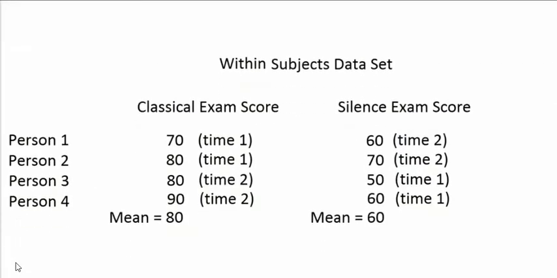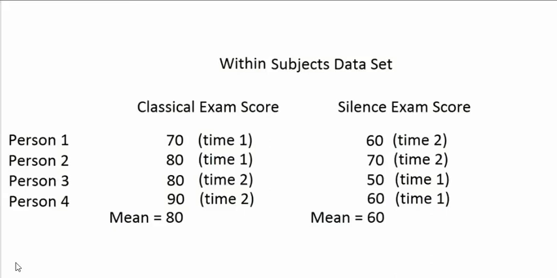Here we have the same experiment, except each person is taking the exam twice, one time with classical and one time with silence, and each person is providing two scores, a classical score and a silent score. And you can see how this experiment is counterbalanced because the first two people are following the A-B order, classical followed by silence, and the second group is following the B-A order, which looks like silence followed by classical.